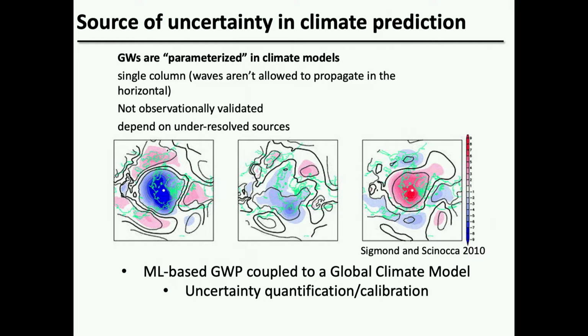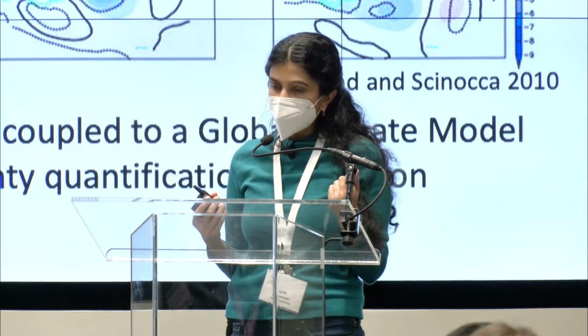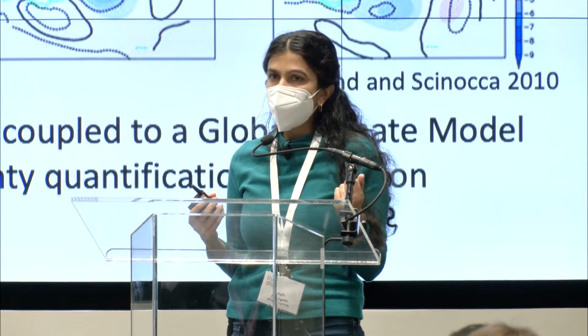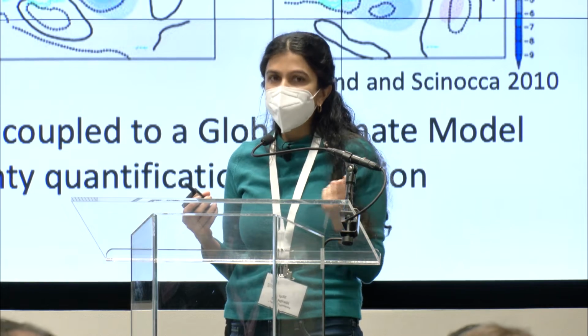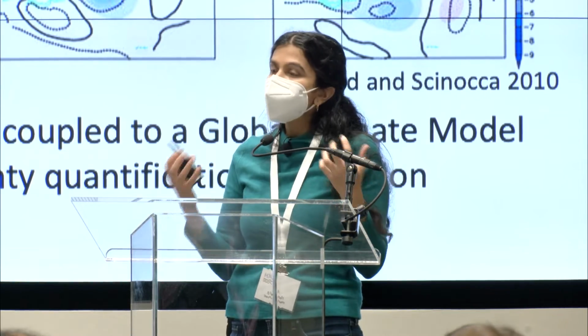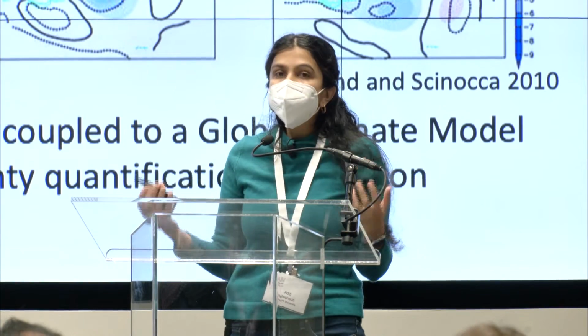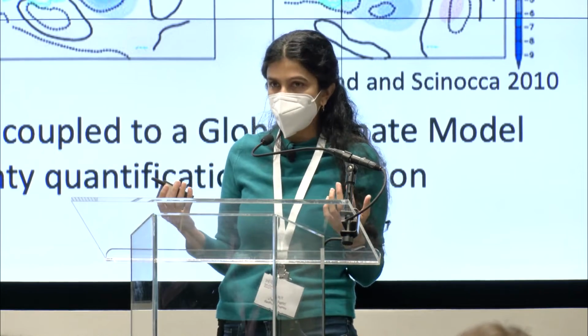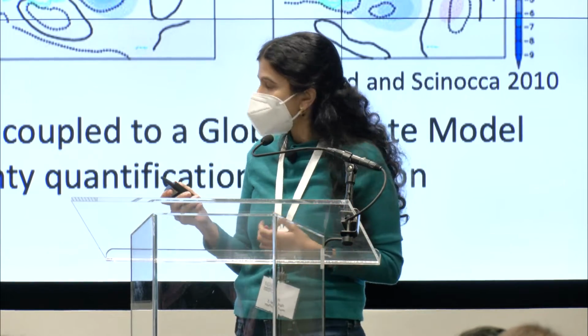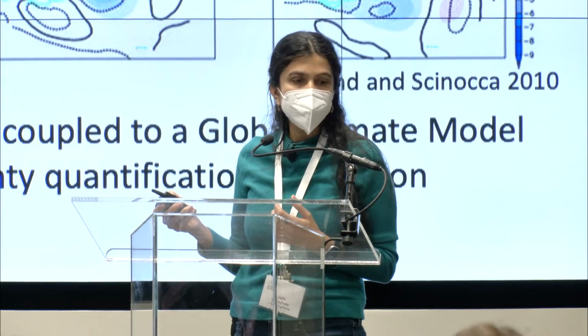So I'd like to tell you about two different things that my group has been working on over the last several years on this problem. The first is, let's take our representation of atmospheric gravity waves in a climate model, throw it out, and replace it with AI. That's the first approach. The second approach is, let's keep our physics-based representation of atmospheric gravity waves, but try and include uncertainty quantification using AI-based tools. So I'll try and tell you about both of these, depending on how I'm doing with respect to time.